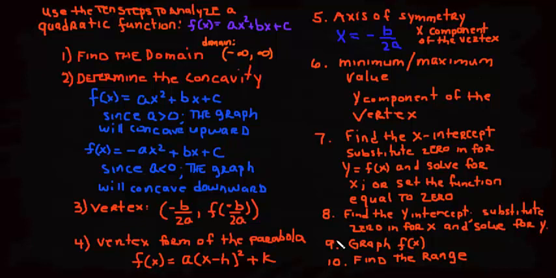And then 9, we want to graph f of x. When we graph f of x, we're going to plot the vertex. We're going to also plot the x-intercept and plot the y-intercept. And lastly, we'll find the range of the function. Please take the time, pause the video, and copy all of the steps, because we're going to do a problem and we're going to work through all of the steps to analyze the quadratic function.